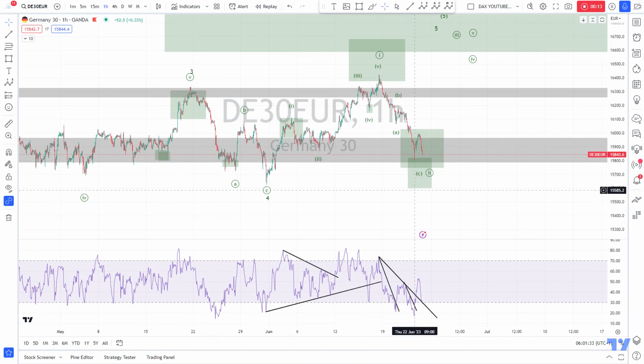So yesterday I gave you this area as a potential area to return, like to move back to the upside. As you can see, we touched it and we had a nice push up here. So this was a nice trade yesterday, but now we are still hanging around here. So let's have a look at some scenarios that could play out today and how to trade them.